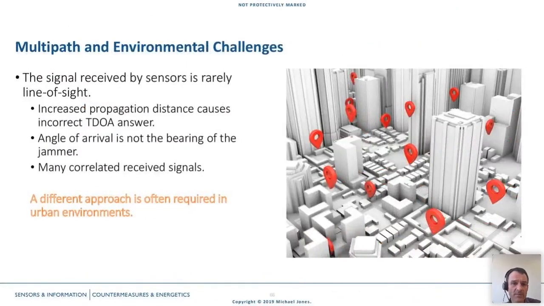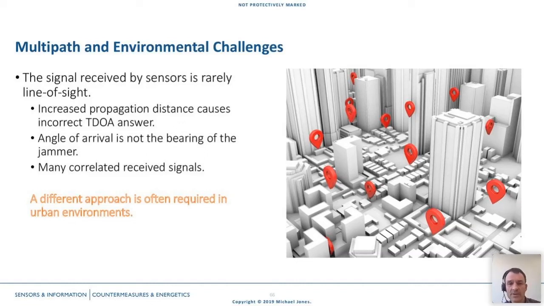So when we've got this kind of problem in the urban environment, it's rarely line of sight. You don't see the jammer directly. So that causes problems with our time difference of arrival, because the propagation distance is longer, so the times that you're measuring are going to be wrong. And also your angle of arrival technique is going to struggle, because the jammer will tend not to arrive from the direction of the actual jammer. It's arriving from the direction of the signal, which has probably been reflected. And also you end up with many correlated signals received, which can cause great confusion, because you're not just seeing the jammer once, you're seeing it several times from several directions.